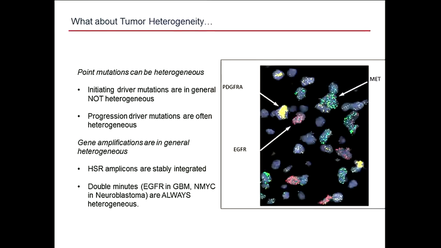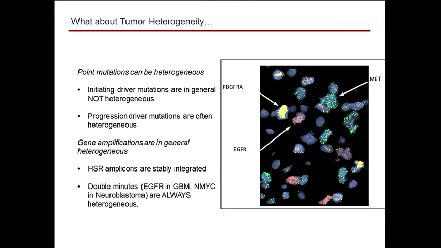So in general, not heterogeneous. What I would call progression driver mutations are often heterogeneous. So you get a second PIK3CA mutation or a beta-catenin mutation. So if you're looking for the initiating driver mutation, you think that's your main target, you don't have to be stressed out that this is the wrong drug and you're never going to do anything meaningful.